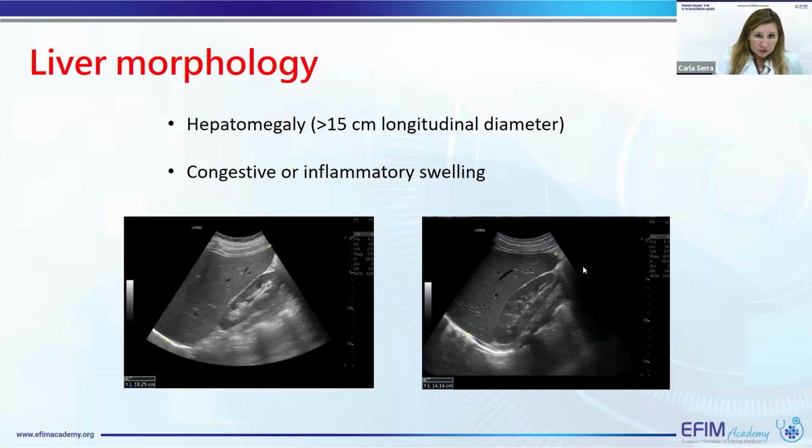Concerning the liver morphology, usually you can see a hepatomegaly. We have here two cases. One, you can see that the liver is mildly enlarged, but in this case you have a huge liver. You can see the longitudinal right lobe size that is more than 19 centimeters. And also this appearance is due to congestive or inflammatory swelling.